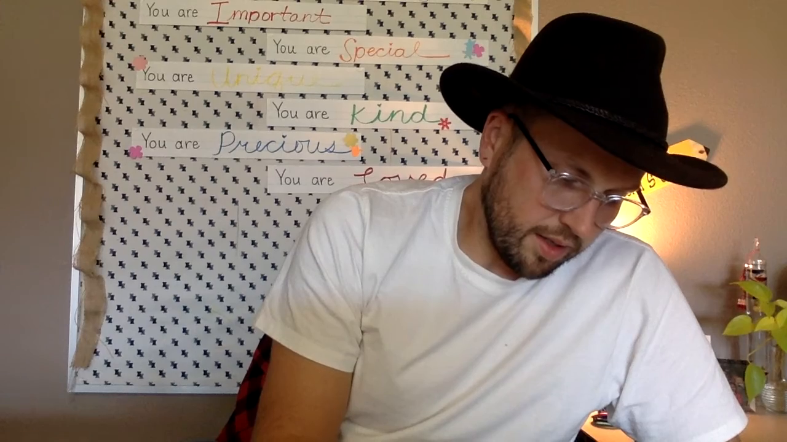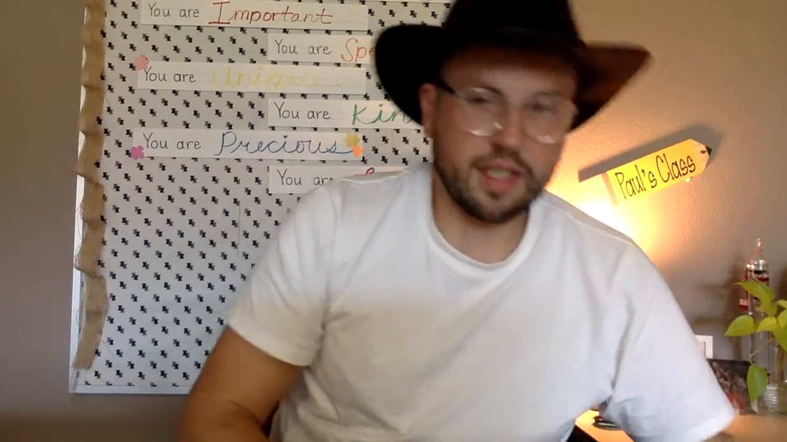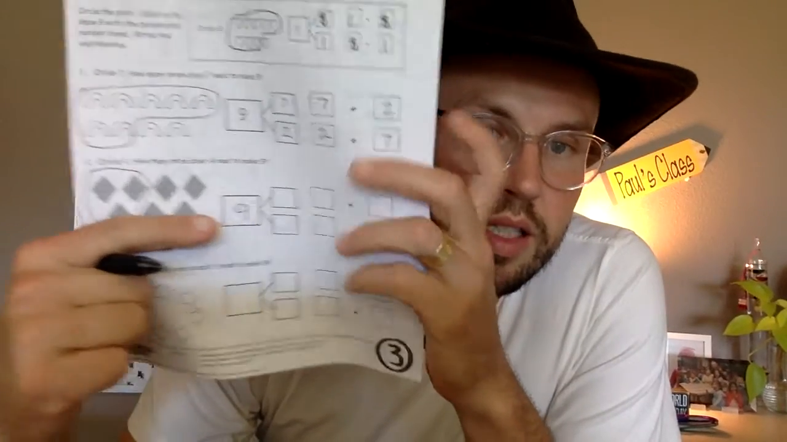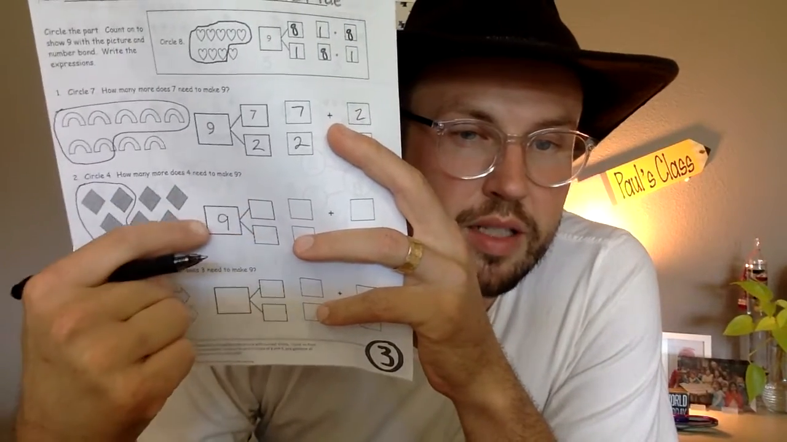Okay, now how many are not circled? Count them. 1, 2, 3, 4, 5. Okay, count them all together. 1, 2, 3, 4, 5, 6, 7, 8, 9. So there's 9 altogether. That's what you put in the box that's a little bit bigger than the other 2 boxes because that's the whole.